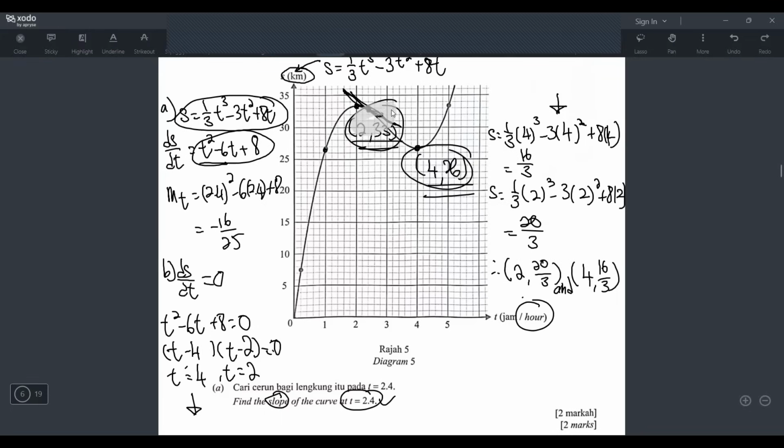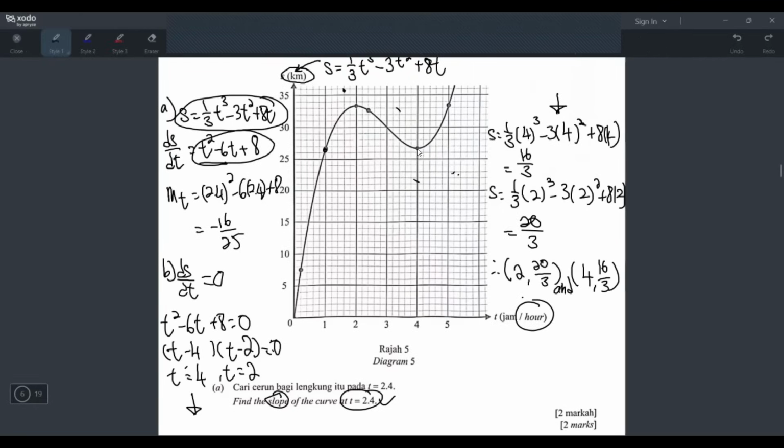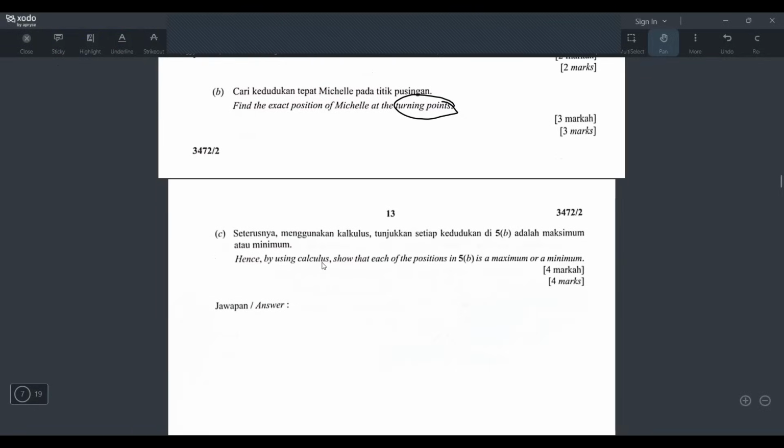Maybe this is not the turning point then. Maybe the turning point is somewhere else, right? Because if you look, this is not the turning point, because it's not the lowest point. There is another part of the graph that is lower, right? Okay, let's see what they want for C.